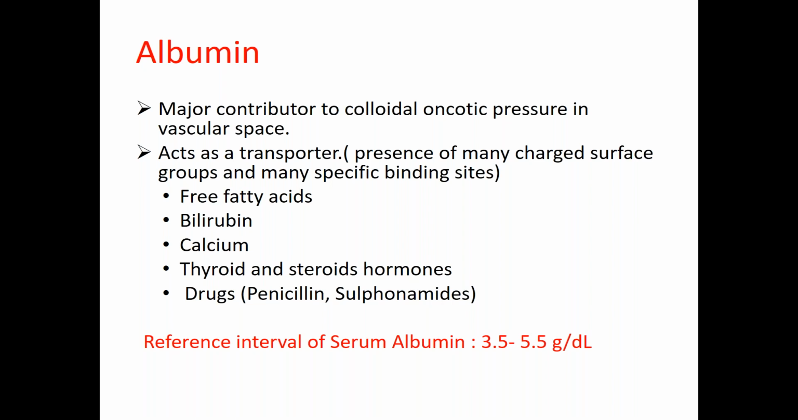The second important function of albumin is that it acts as a transporter. This is due to the presence of many charged surface groups and many specific binding sites in albumin. It acts as the transporter of many compounds like free fatty acid, bilirubin, calcium, thyroid hormone, and steroid hormone, and certain drugs like penicillin and sulfonamides. The normal level of albumin in the serum is 3.5 to 5.5 gram per deciliter.